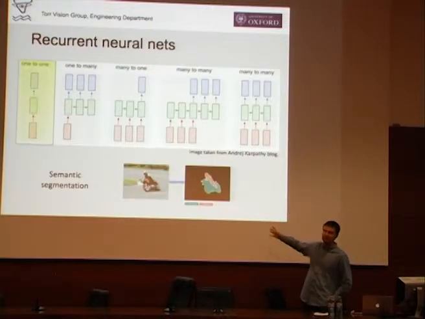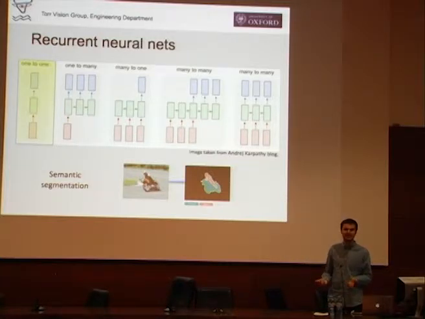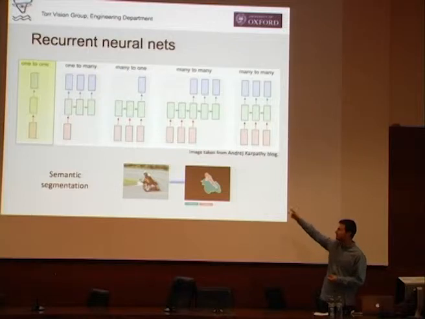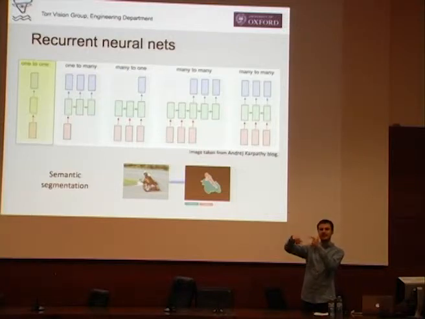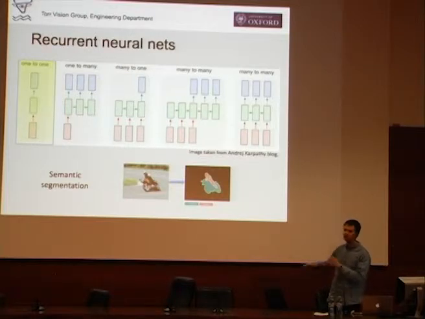The first one is when you have one input and you produce one output. This is quite similar to feed-forward nets. The difference here is that the network is able to keep refining the output that is being produced. And one example of this is semantic segmentation. I will talk a bit more about that later.